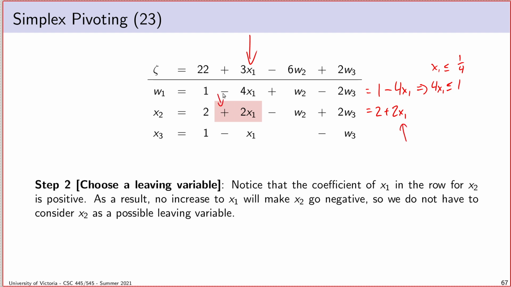Because of this plus sign, there's nothing I can do to x1 that would make x2 go negative, unless obviously I made x1 go negative, which I'm not allowed to do. So what that means is that x2 is not going to be our leaving variable. It will never be a candidate, because there is nothing I can do to x1 that would break that constraint. So I just ignore it.